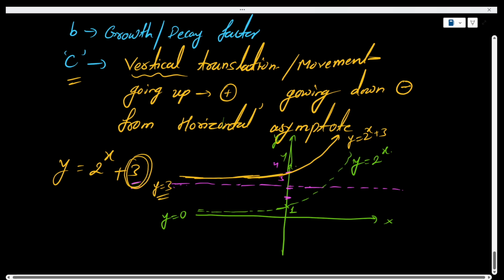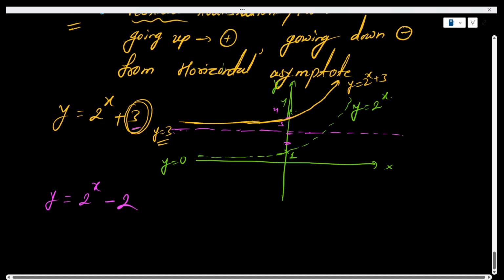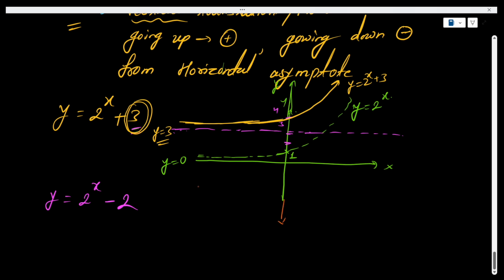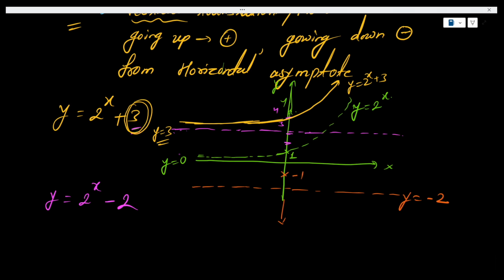Similarly, you can move down also, if it is 2 to the power x minus 2. Minus 2 means it will move down. So from the horizontal asymptote, which was y equals 0, if you come down, it is going to be minus 2. So first you make y equals minus 2. This is y equals minus 2. Your graph from the actual place, every point is going to move 2 units down. So your y-intercept will become minus 1, and your horizontal asymptote will become minus 2.